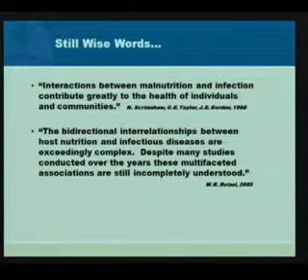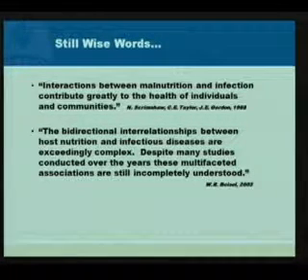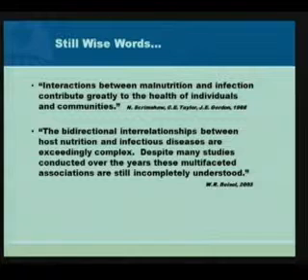So I'm going to end with some wise words. The first coming from the monograph: interactions between malnutrition and infection contribute greatly to the health of individuals and communities. A correct, if not modest, statement. And then finally, a quote from Bill Beisel, a former faculty member, professor in the school, who did really seminal work on nutrition-infection relationships: the bidirectional relationships between host nutrition and infectious diseases are exceedingly complex. Despite many studies conducted over the years, these multifaceted associations are still incompletely understood.